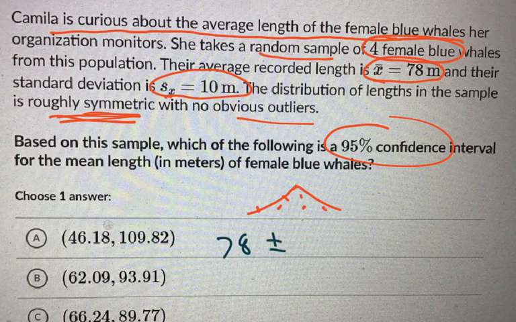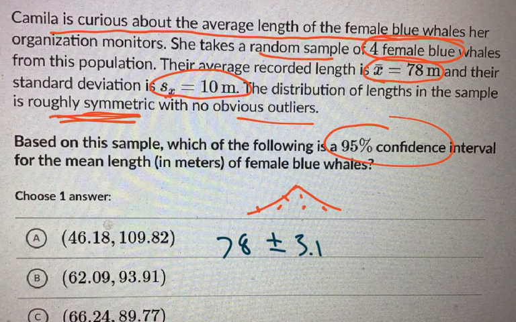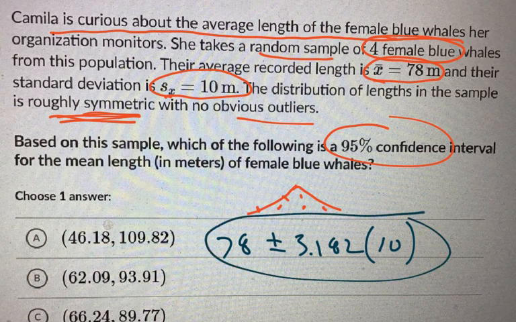We're going to plus or minus 3.182 times, we were told our standard deviation was 10. And if you do this math correctly, guys, you will find the correct one of these intervals. I believe actually it's B, from 62 to 93.91.